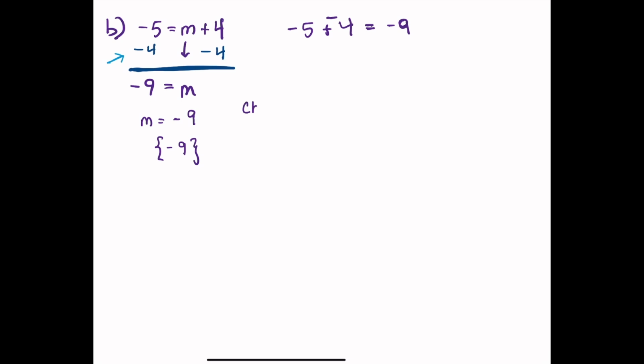And then let's check. So we're saying that m is equal to negative 9. So let's plug it in. Negative 5 equals, instead of m, I'll say negative 9 plus 4, which is equal to negative 5. So it's true.